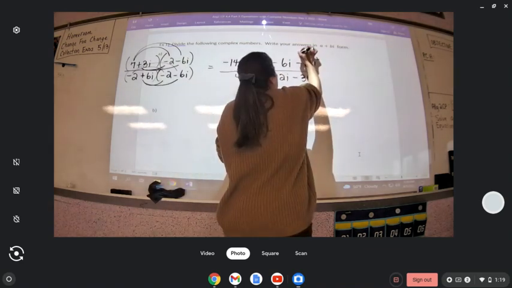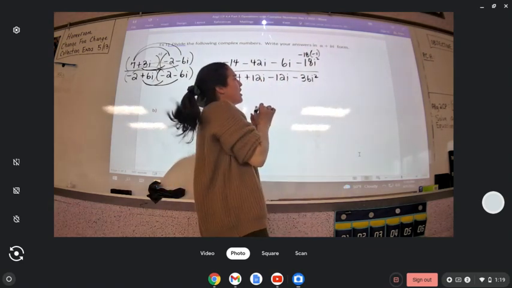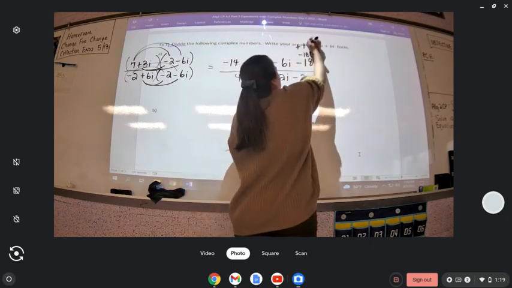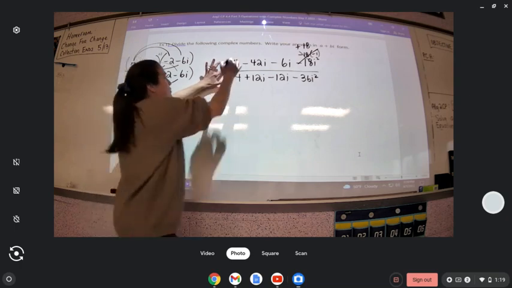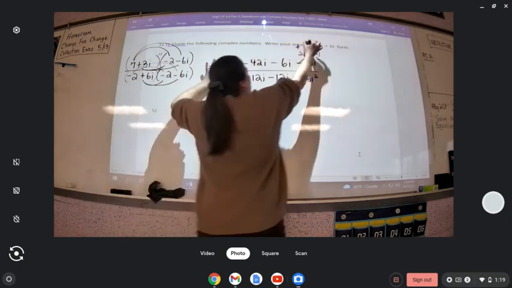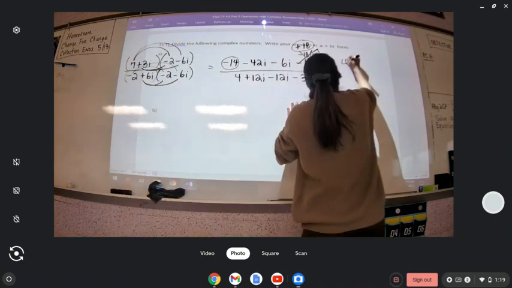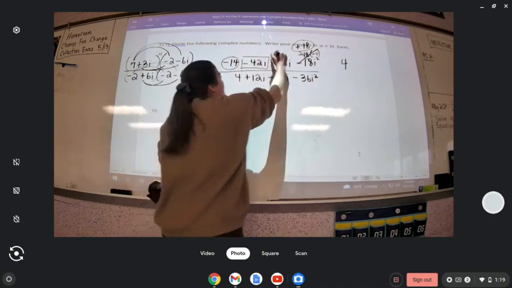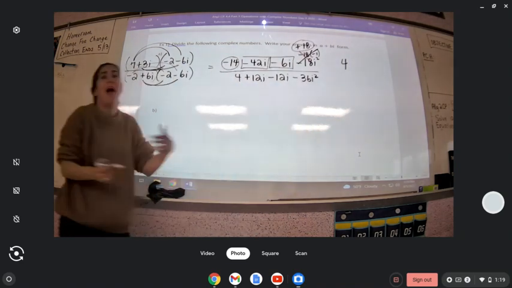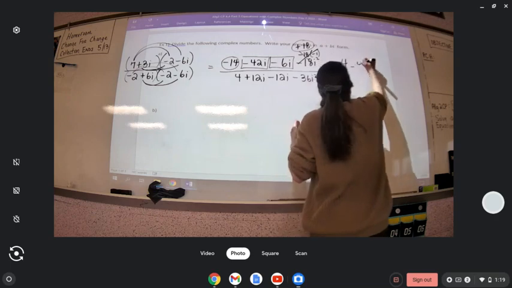I'm going to make this negative 18 times negative 1. So really, what number are we looking at? 18, right? That's really who's at the back. All right, so real numbers first. You have negative 14 plus 18. What number do we have? 4. All right, and then you have negative 42 i's, and you took away 6, so how many i's do you have? Negative 48 i's.